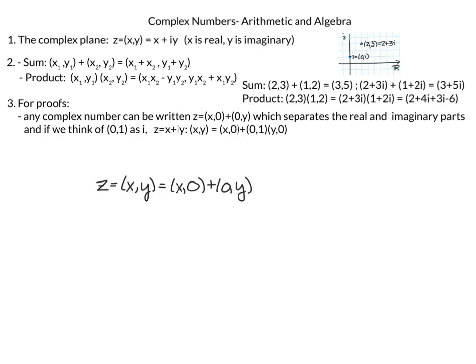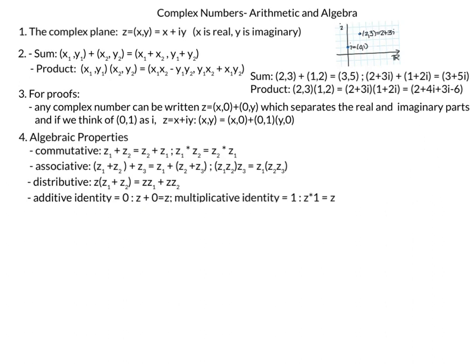For proofs, it is often useful to rewrite our z as x, 0 plus 0, y. In other words, if z is equal to x, y, then we can break this down into x, 0 plus 0, y. And furthermore, using the fact that i is equal to 0, 1, this can be expanded to x, 0 plus 0, 1 times y, 0. Next, we have these algebraic properties of complex numbers.